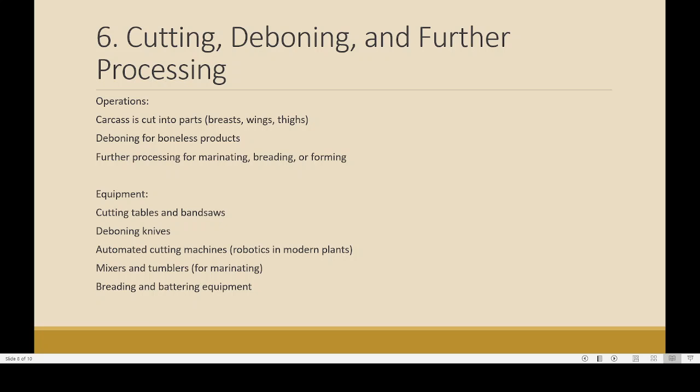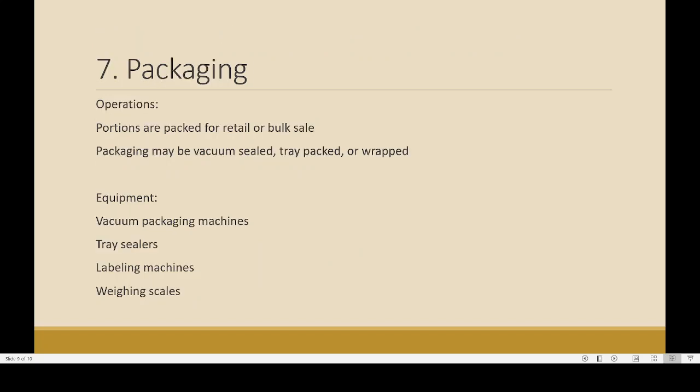Then cutting, deboning and further processing. That is another stage. The carcass is cut into parts; breast, wings and thighs are removed. Then deboning, the removal of bones. Then further processing for marinating, breading and forming. For that, different types of machines are also available. You will see some of them.